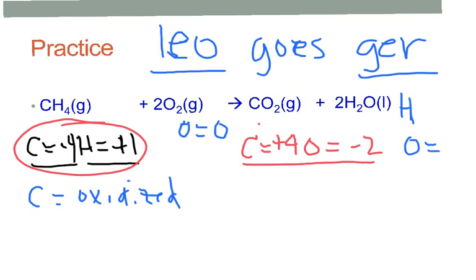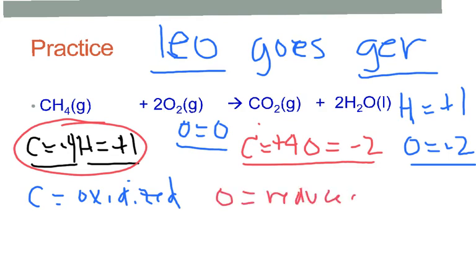So oxygen has an oxidation number of -2. Hydrogen has an oxidation number of +1. So if oxygen has an oxidation number of -2 on the product side, it has an oxidation number of 0 on the reactant side. Oxygen is reduced. And O2 is the oxidizing agent.